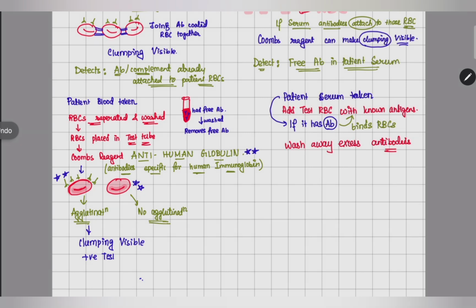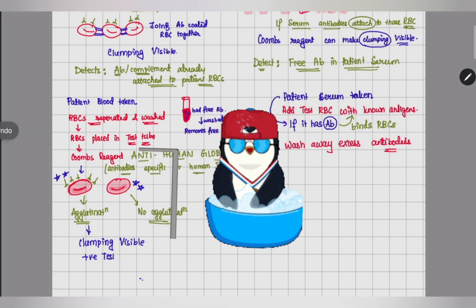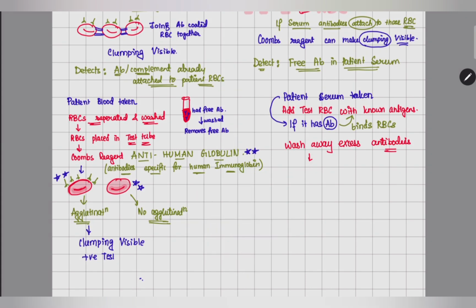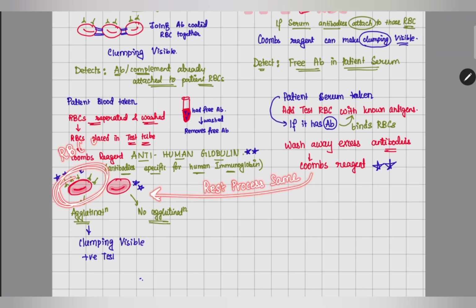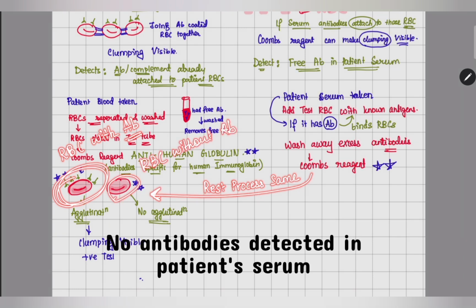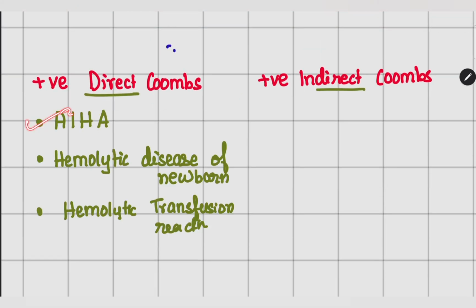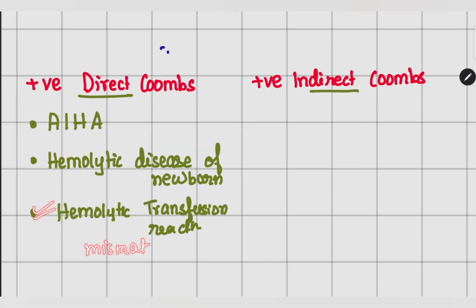Now we wash the RBCs several times to remove all the free antibodies floating around. Only the antibodies attached to the RBCs will remain. Now we add the Coombs reagent, and this reagent will bind to the antibodies already attached to the RBCs. Therefore, RBCs with antibodies will show agglutination, and it's a positive test. However, if no clumping occurs, then it's a negative test, and it means that no antibodies are detected in the patient's serum. So now, direct Coombs tests are used for autoimmune hemolytic anemia, then hemolytic disease of the newborn, then hemolytic transfusion reaction, etc.